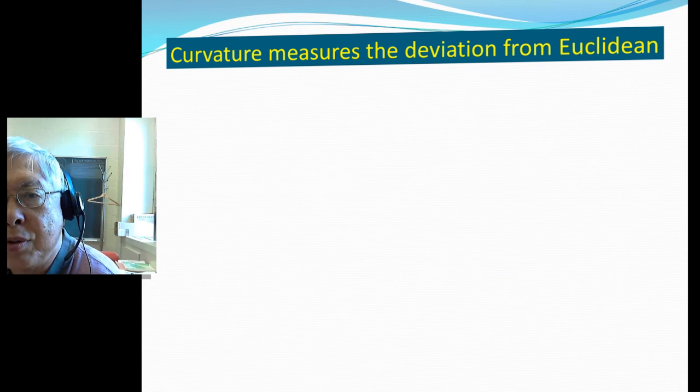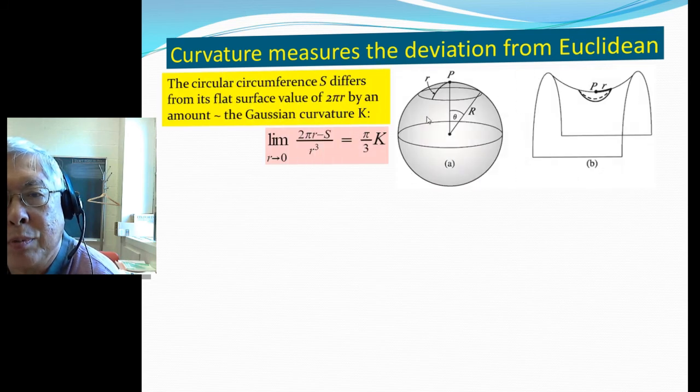Now, curvature measures the deviation from Euclidean relations. For example, the relation between radius and circumference. Now we have s equal to 2 pi r, but if it's a spherical surface, then the r is on the surface, so it's not this distance, but the arc length on the surface, and then the circumference s is related to r.